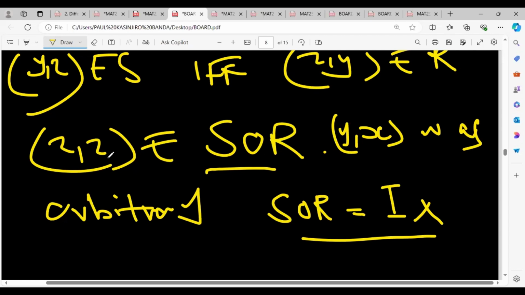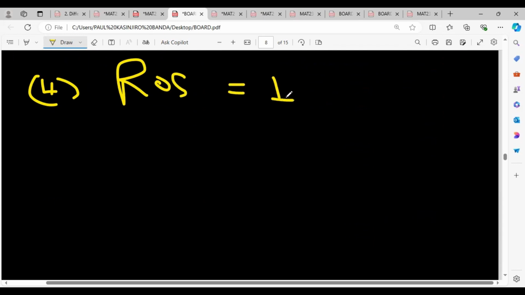And then we also have to show the fourth objective, that R of S is just an identity on the Y. Whatever we did here, we just do the same for the other one, doing the opposite. So we're trying to prove that R of S is an identity on Y, meaning all the coordinates that we are going to find here will be of the form Y comma Y. This is what we want to show. So we can use the same approach.